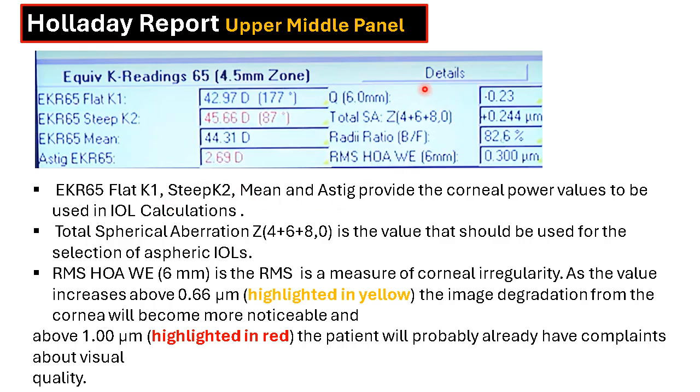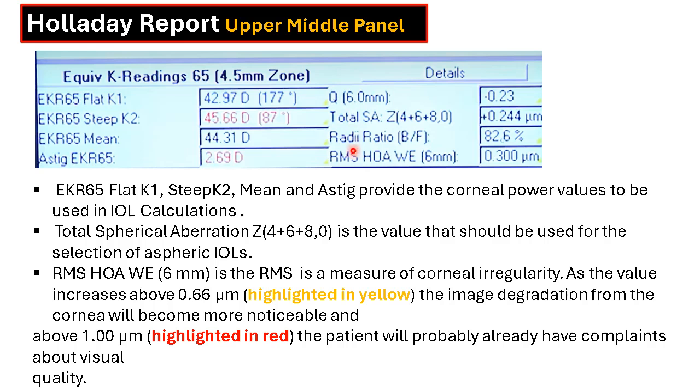The other parameter will be the Q value, which is a reference to the sphericity of the cornea. As you know, the normal cornea is prolate in shape, which is steeper in the center and becomes flatter as you go toward the periphery. And the normal sphericity of the cornea is around minus 0.26 to minus 0.27.